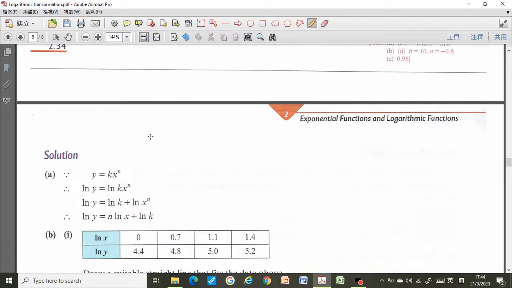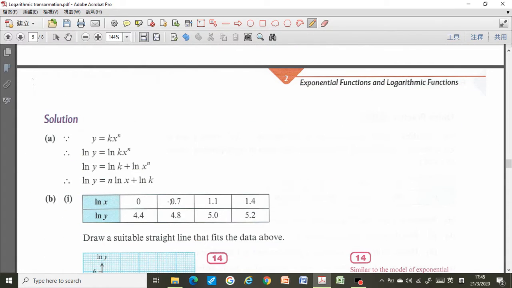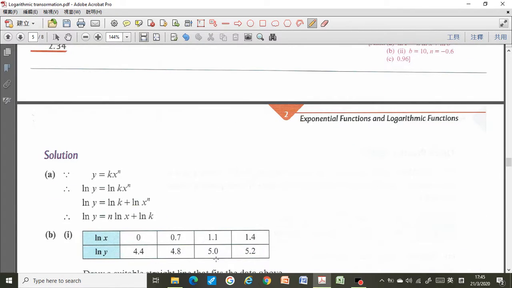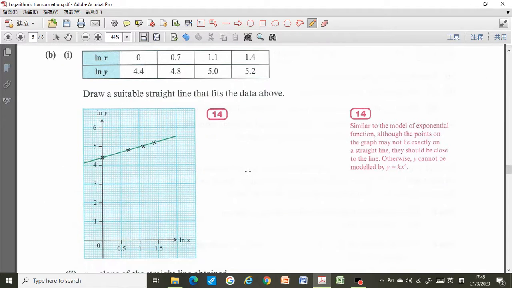So you take the log of 81, which is 4.4. The log of 121 is equal to 4.5. And the log of 153, you will have 5.0, and so on. So plotting these 4 points, 1, 2, 3, 4 points here, and then using a straight line to pass through as many points as you can and fit the data.